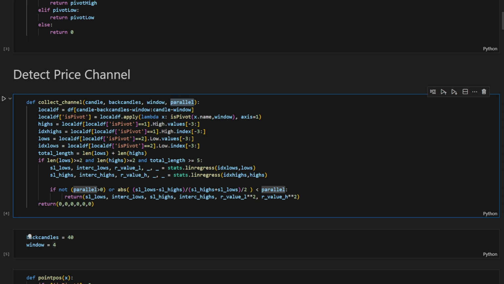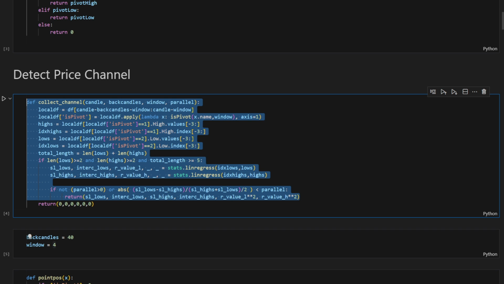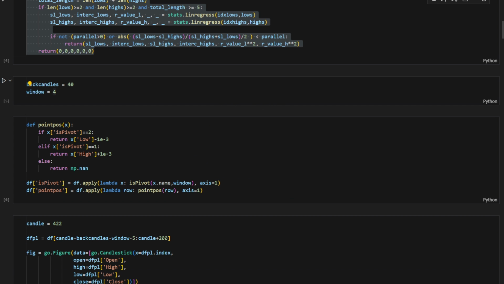So as you can see, this function is going to be very versatile. You can copy it and paste it in your different programs. You don't have to use it only in this Jupyter notebook. You can take it as is and make sure to adapt it for your different strategies as well. Okay, so now we've defined the back candles equal 40, our windows equal to 4.